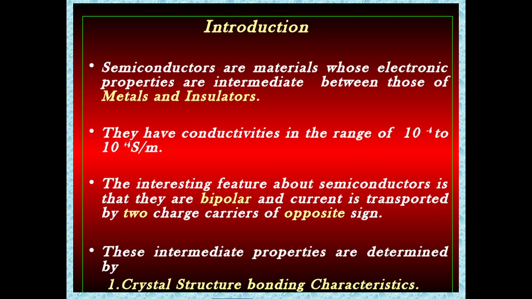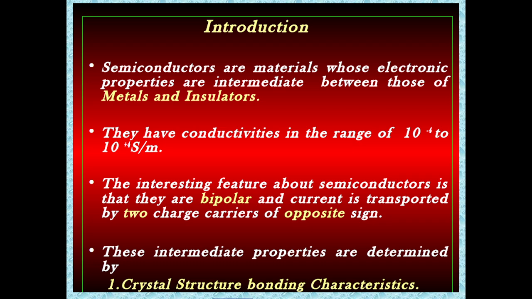Now, the introduction to semiconductors. Semiconductors are materials whose electronic properties are intermediate between those of metals and insulators, that is, the conductors and insulators. Once again, I have to repeat that semiconductors are materials whose electronic properties are intermediate between those of metals and insulators. They have conductivity in the range of 10 to the power of minus 4 to 10 to the power of plus 4 ohm per meter. The conductivity is in the range between metals, that is conductors, and the insulators.